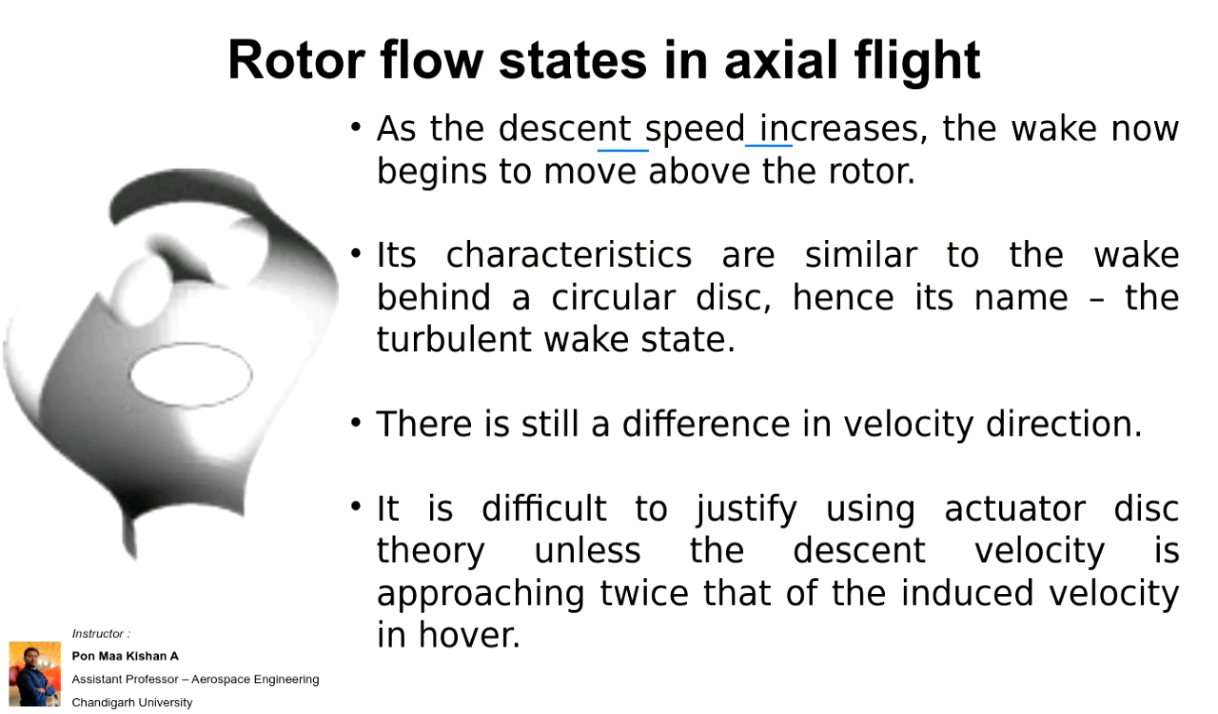So what is happening? The wake now begins to move above the rotor because of the flow, right? So down to up, it will be acting with large speed. So the vortex generated at the rotor will start to move to the upper position of the rotor, above the rotor. So as descent speed increases, the wake now begins to move above the rotor, and its characteristics are similar to the wake behind a circular disc. So hence it is named the turbulent wake state.